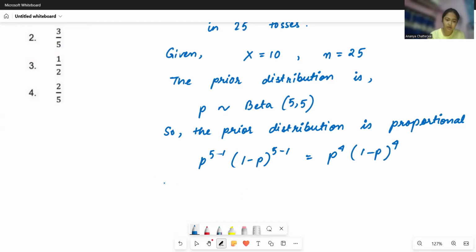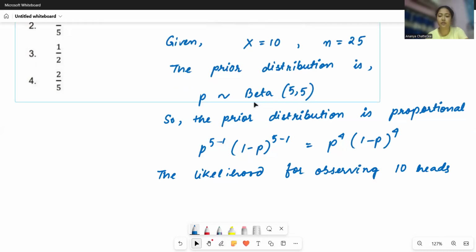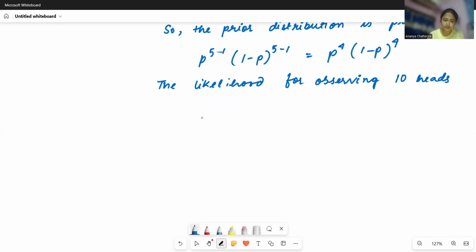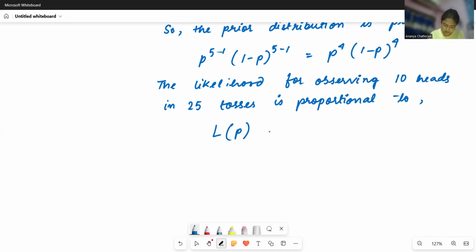Okay, so now here the likelihood for observing 10 heads in 25 tosses is proportional to P to the power 10, 1 minus P to the power 15, right?